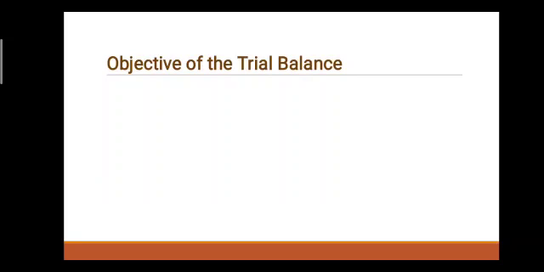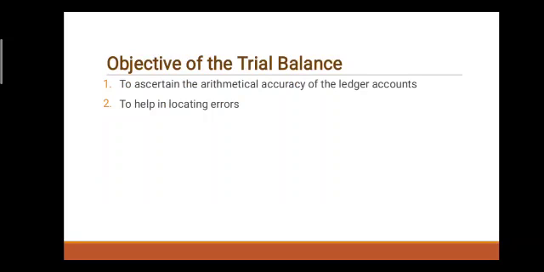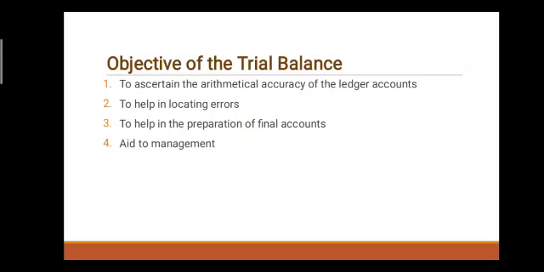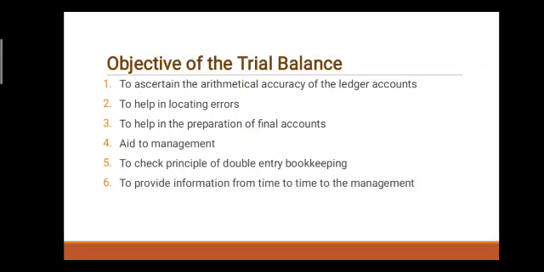Next point, objectives of the trial balance. First, to ascertain the arithmetical accuracy of the ledger accounts. Second, to help in locating errors. Third, to help in the preparation of final accounts. Fourth, aid to management. Fifth, to check the principle of double entry bookkeeping. Sixth, to provide information from time to time to the management. Seventh, to check the entries of transactions in the books.